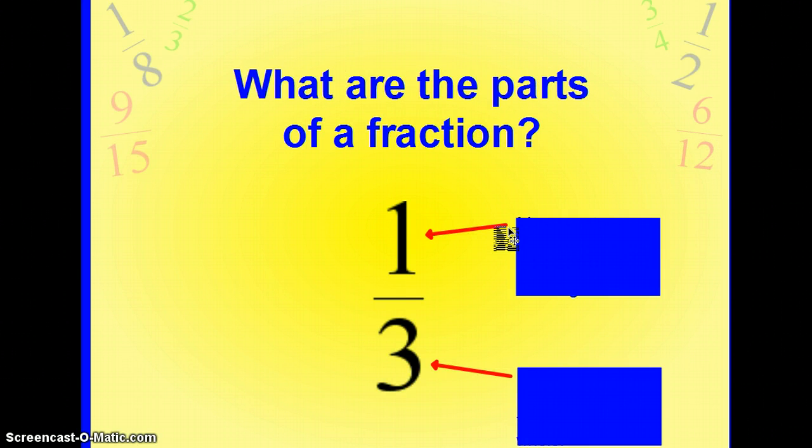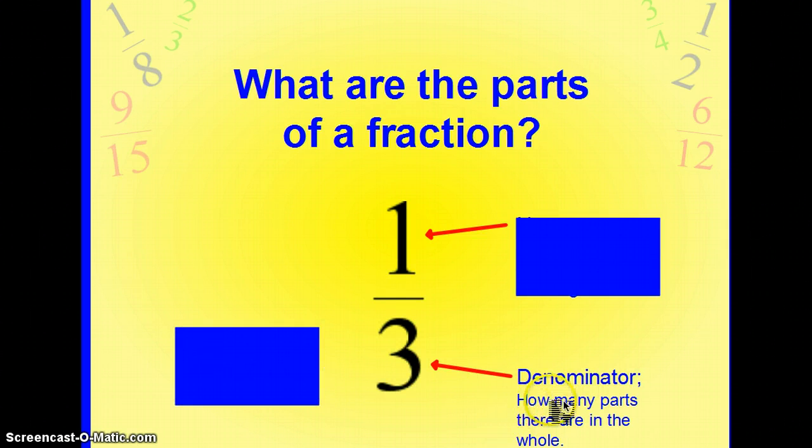What are the parts of a fraction? A fraction is made up of a number on top, and a number on the bottom, and we call each of those numbers something. The number on the bottom is called the denominator. The denominator is how many parts there are in a whole.